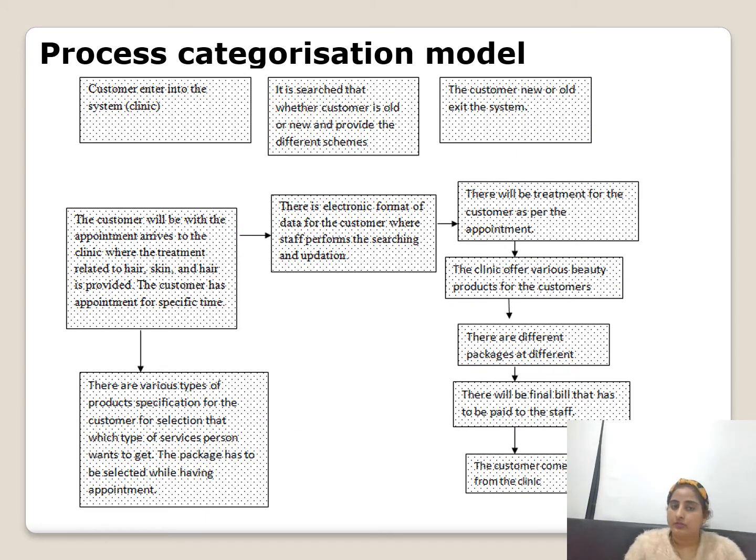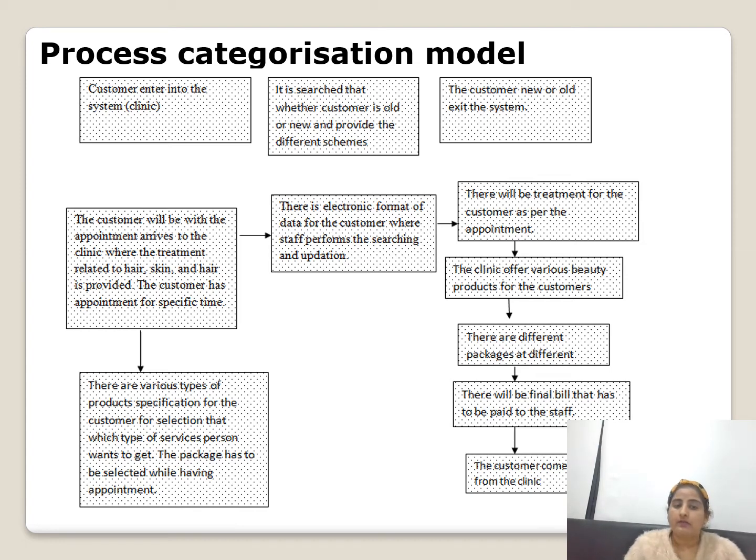Process categorization model. Business process modeling is the complete flow of activities that are to take place for the customer to have treatment in the clinic. There are various sequences of steps that are followed in the system to complete the given activity. In this case, the customer will enter into the system, perform all types of processes and then come out of the system. The customer will arrive at the clinic with the appointment.